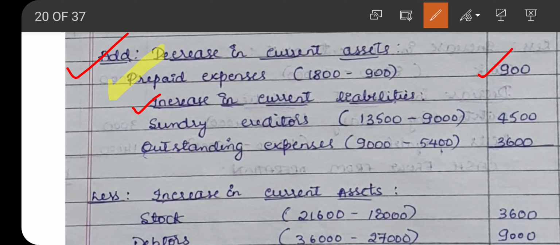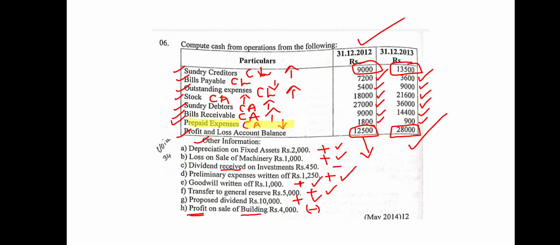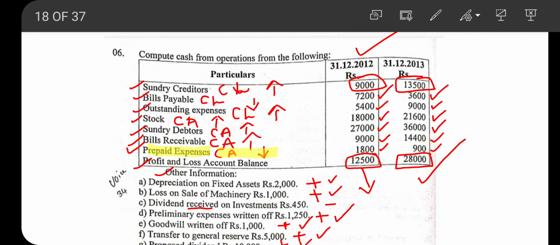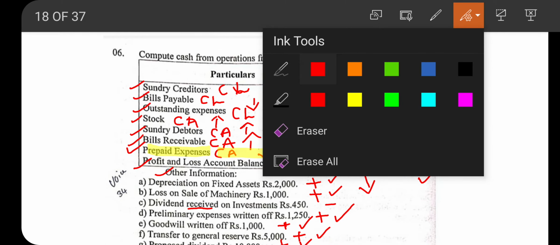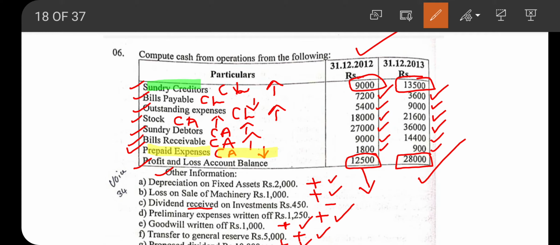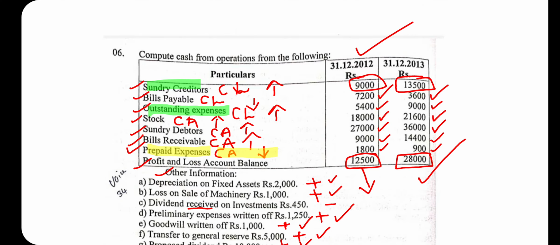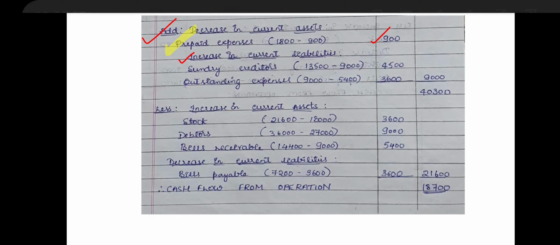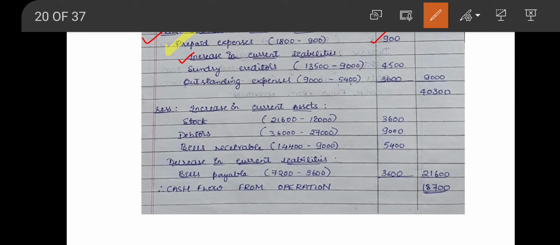So you should search which current liability has been increased. So sundry creditors has been increased. Then outstanding expenses. So you are having two items of current liability which has been increased. So sundry creditors and outstanding expenses. So the difference amount is 4,500 and 3,600.